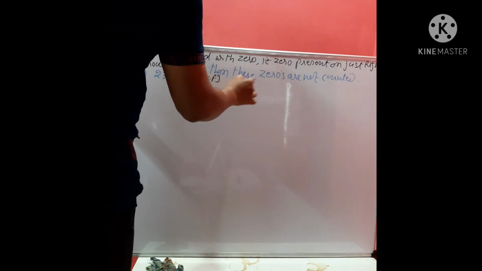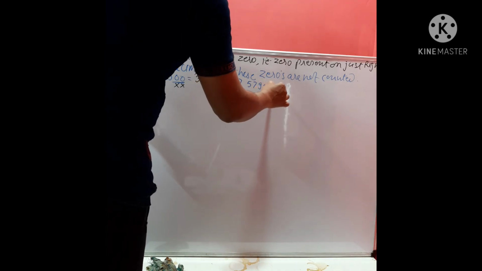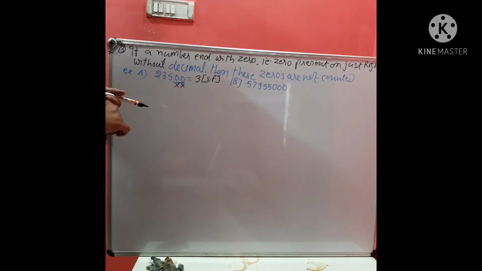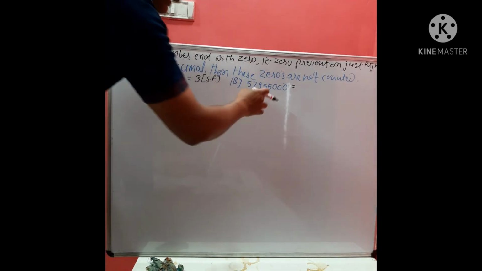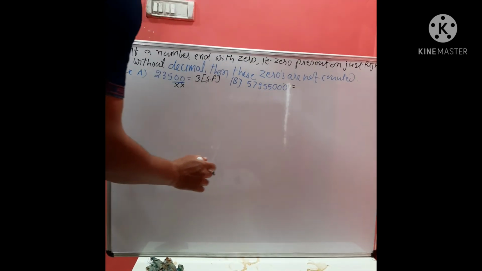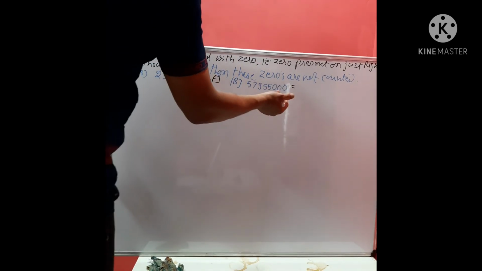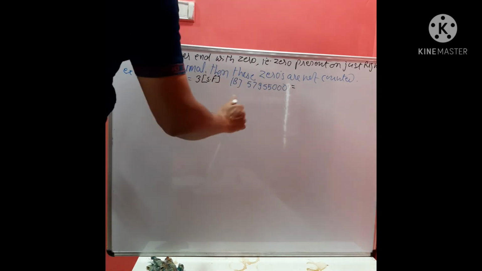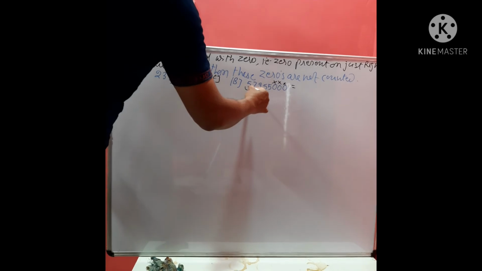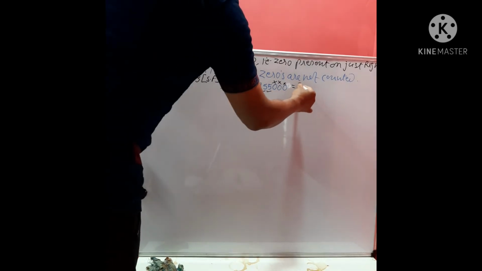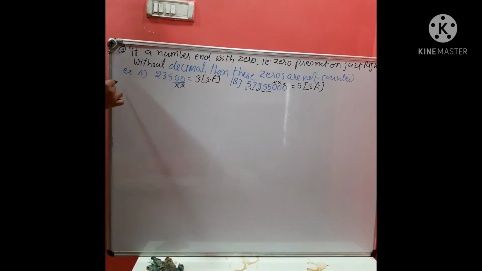One more example, B, 5, 7, 9, 5, 5, 0, 0, 0. Now there are 3 zeros, but all these zeros are present on the right side of the number, and after that there is no non-zero digit, as well as no decimal point. So all these zeros will not be counted. So only 1, 2, 3, 4 and 5. So there will be 5 significant figures.